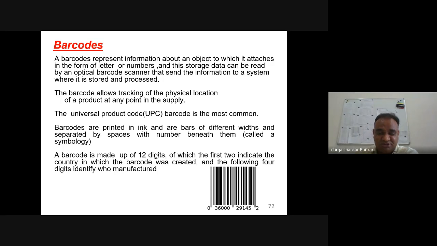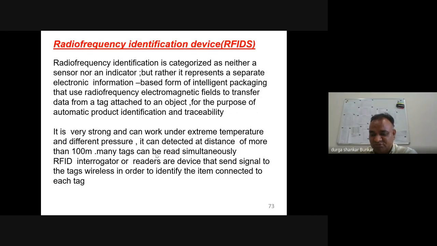The barcode is normally used to provide information, and basically a barcode is made up of 12 digits, of which the first indicate the country where the barcode was created, and the following 4 digits identify who manufactured it. This provides a little information about how to process the product.